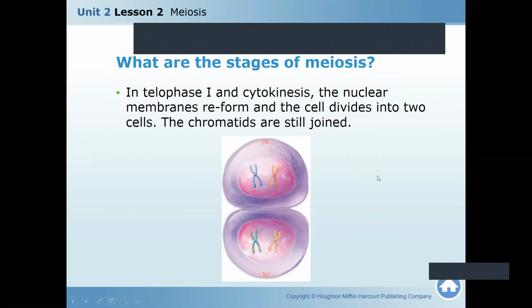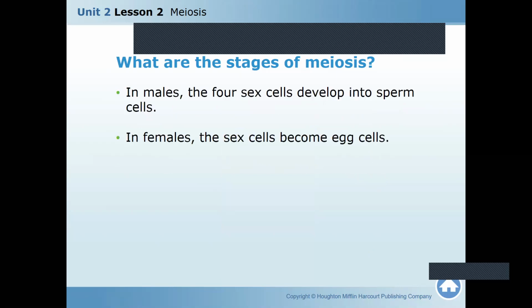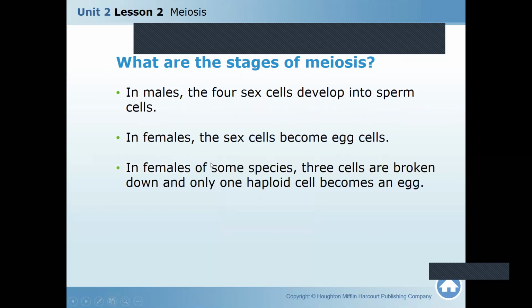You will say 4 haploid sex cells. In males, the 4 sex cells develop into sperm cells. In females, the sex cells become egg cells. Excellent. In females of some species, 3 cells are broken down and only 1 haploid cell becomes an egg. Sometimes instead of 4, they will not produce 4 egg cells. They all will break down and 1 will produce an egg.